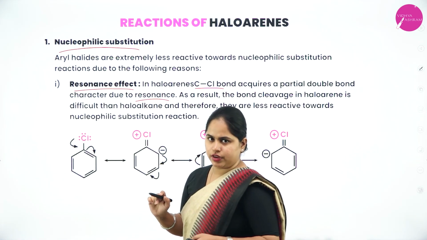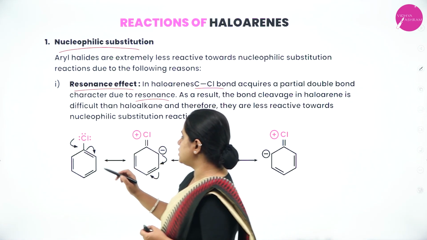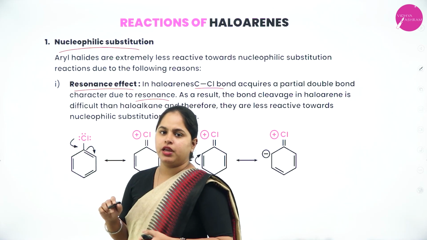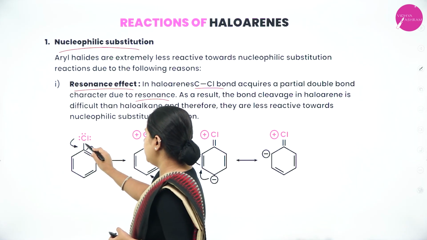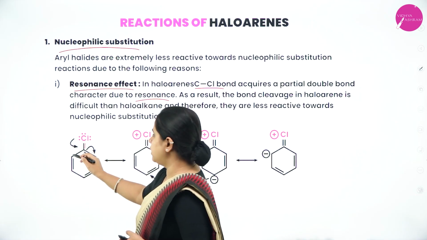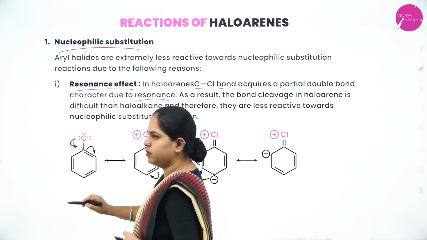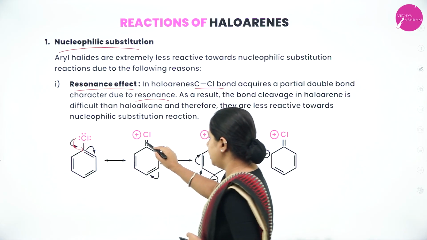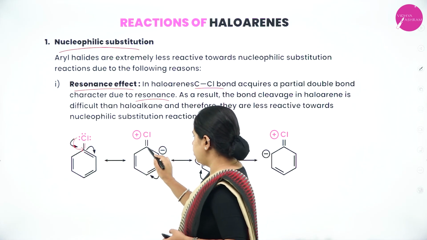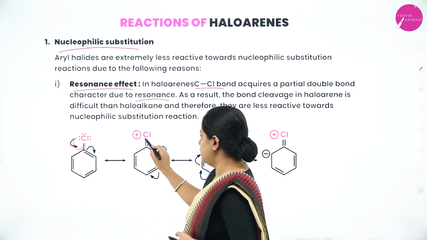Due to resonance effect, this is going to take place. So as you can see, in chlorine, there will be 3 lone pairs, right? One electron is forming a bond here and the other 3 will be lone pairs. Now this one lone pair will be shifted here, and what happens? The double bond will be formed here. So you will get a double bond here, which is shown here.